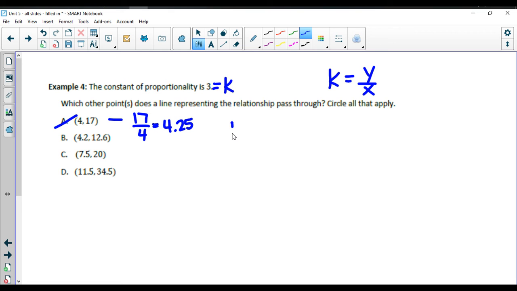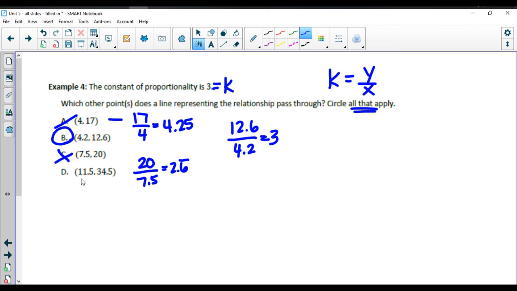For B, I have 12.6 divided by 4.2, and I would get 3. Because the k value matches, that would be on the same line. It did say circle all that apply, so I'm not going to stop here. For C, I'm going to take my y divided by my x, and I get 2.6 repeating. That is not the same, so that would not be on my line. The final one, I'm going to take 34.5 and divide it by 11.5. And I get 3, which tells me that this would also be on the line.